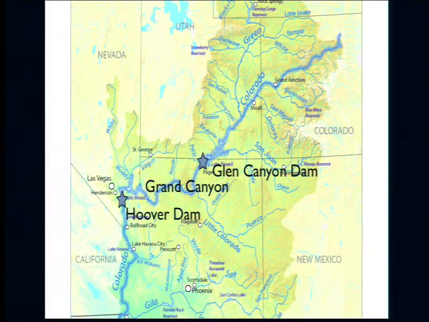Two huge dams in Arizona, the Glen Canyon Dam and the Hoover Dam. Two biggest man-made lakes in the United States are Lake Mead and Lake Powell. So Glen Canyon Dam is what makes Lake Powell.